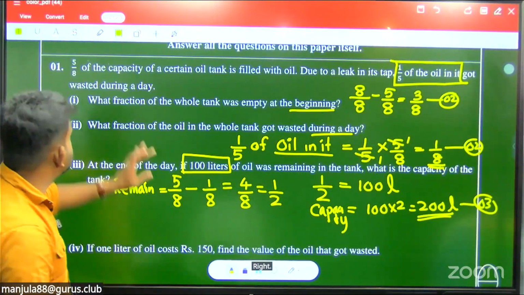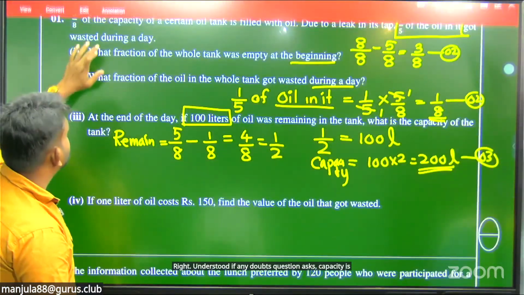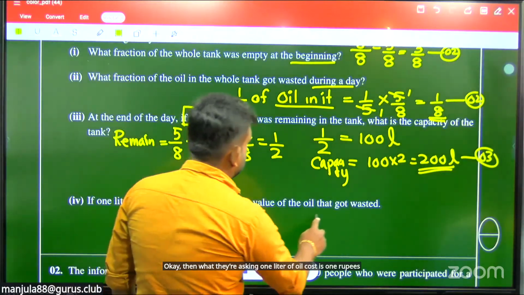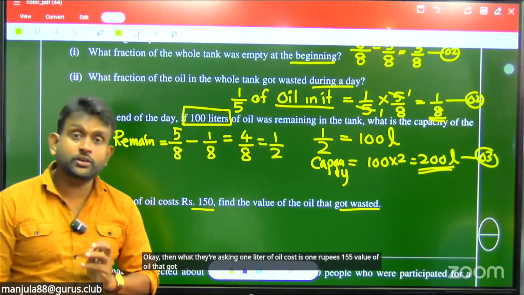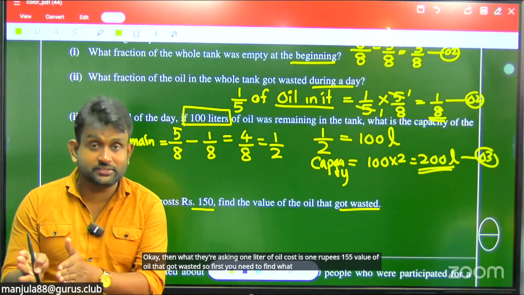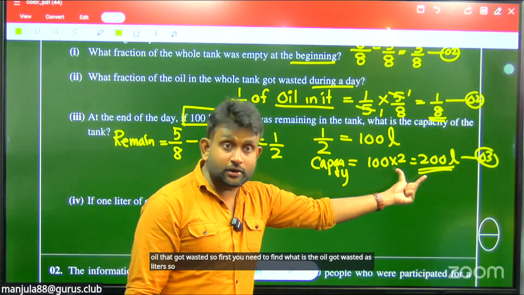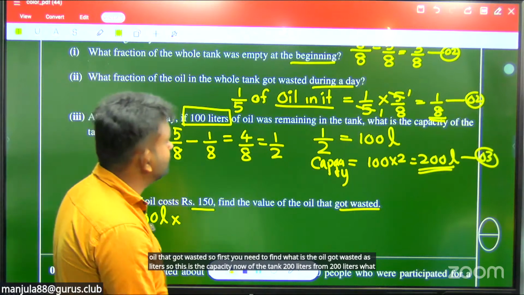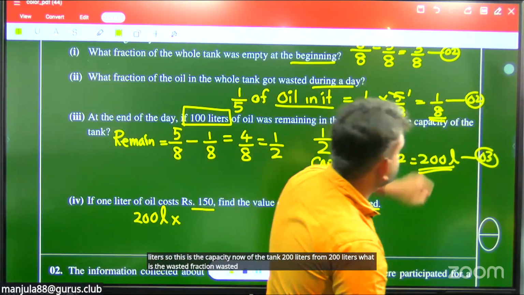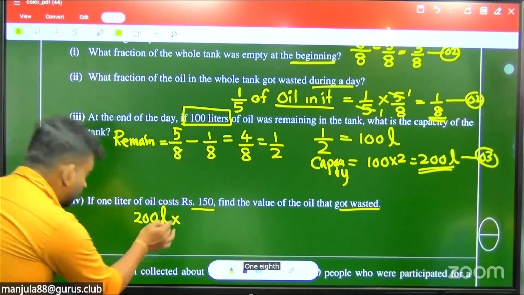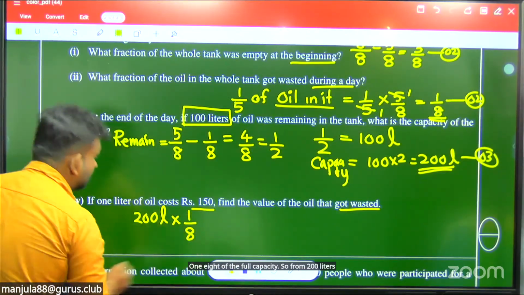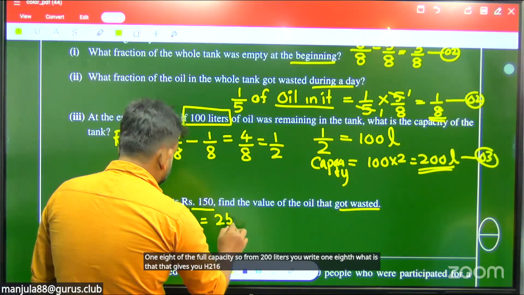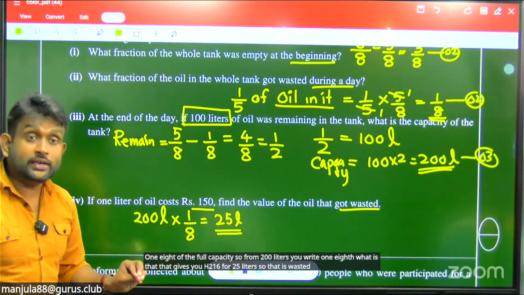Understood? If any doubts, ask questions. Capacity is 200 liters. Okay, then what they're asking: 1 liter of oil costs rupees 150, find the value of the oil that got wasted. So first you need to find how much oil got wasted, in liters. This is the capacity of the tank, 200 liters. From 200 liters, what is the wasted fraction? Wasted oil is 1/8 of the full capacity. So from 200 liters, you take 1/8. That gives you 25 liters. So that is the wasted oil in liters.